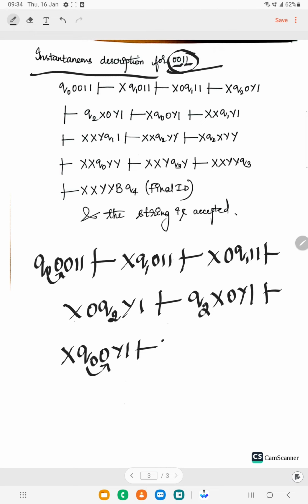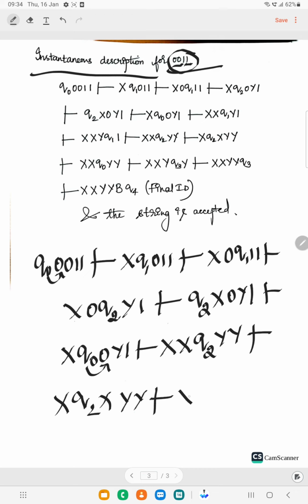Q0 on taking 0, again change 0 to X, so that it indicates I have traversed that 0. Next, move to check its corresponding one. In the process of moving, I may encounter Y, so keep it as it is. Whenever 1 is found, change the state to Q2 and replace 1 by Y and come back. When you are coming back to check for the zeros, if 0 is not there, what will be there?